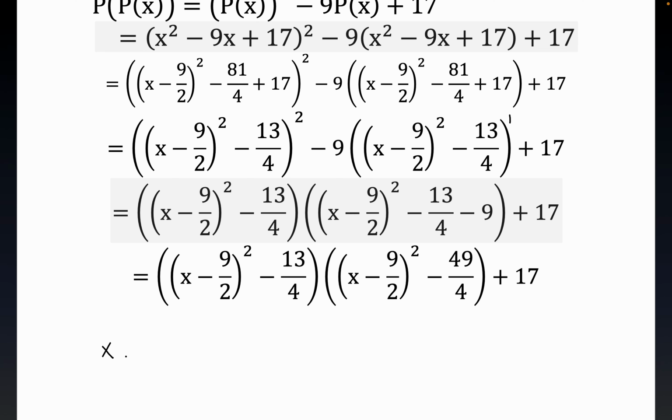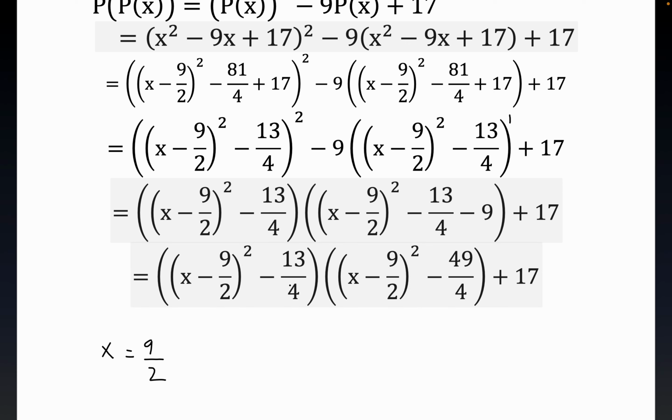So x equals 9/2 would be the x coordinate of where this max is going to occur. Now this is a little strange because if you put 9/2 in here, you get minus 13/4, which is a min, just if you consider this term alone, but you're doing it to two of them.